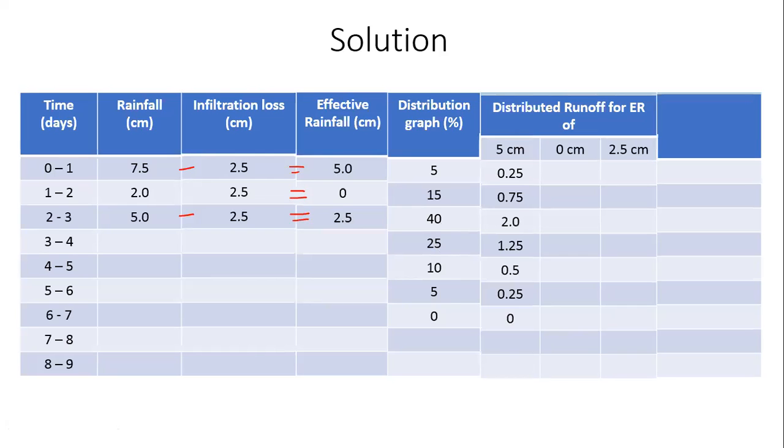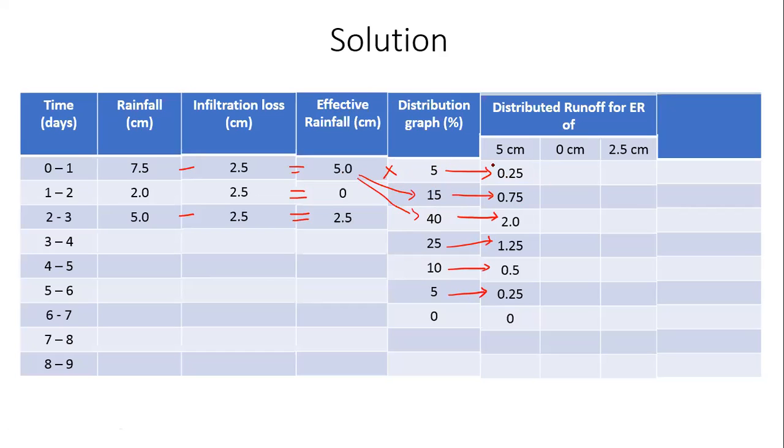So now what are we going to do? We are going to compute the distributed runoff for effective rainfall of 5 centimeters, effective rainfall of 0 centimeters, and effective rainfall of 2.5 centimeters. So 5 centimeters of effective rainfall will produce 5% of runoff on the first day. 5% of 5 centimeters is 0.25 centimeters. 15% of 5 centimeters is 0.75, and so on.